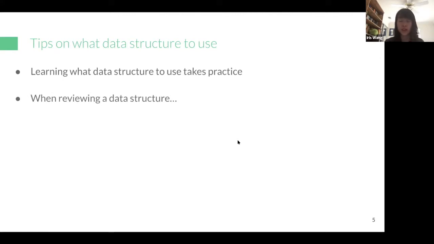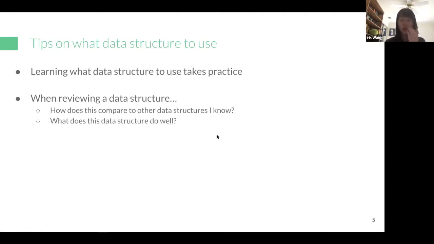So when you're reviewing a data structure, especially if you feel rusty about it, you should think about how it compares to the other data structures you know. You should be able to do that comparison quickly in your head, and you should know all those trade-offs between the different data structures. What does this data structure do well as opposed to other ones? Generally, there are trade-offs, so what does this data structure do poorly? We'll review and do this exercise with the data structures we know already.